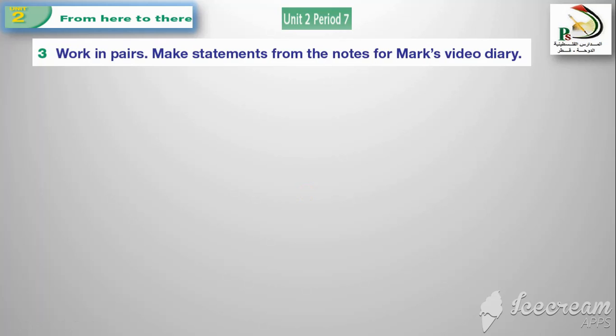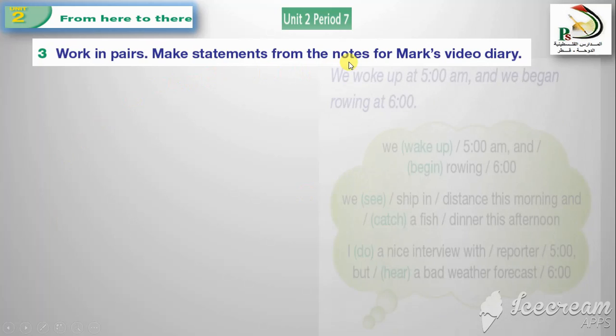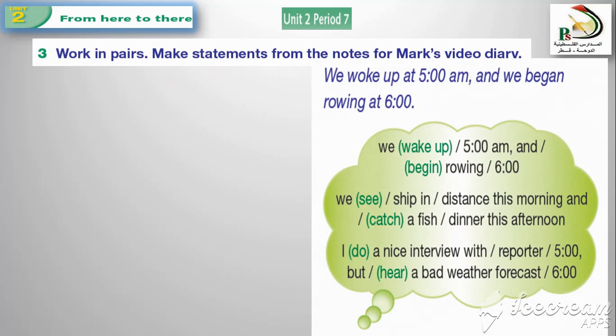Question number 3. Work in pairs. Make statements from the notes for Mark's video diary. See, these are 3 statements. We wake up 5 a.m. and begin rowing 6. We woke up at 5 a.m. and we began rowing at 6. We see ship in the distance this morning and catch a fish for dinner this afternoon.